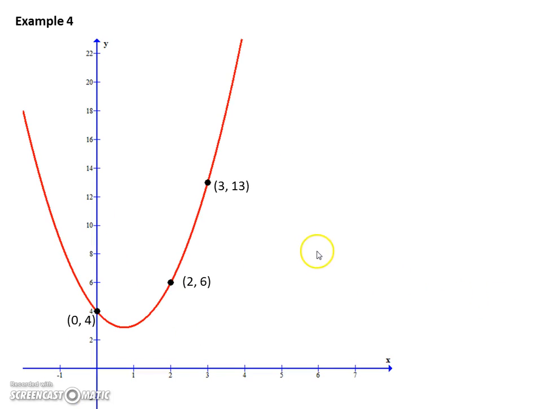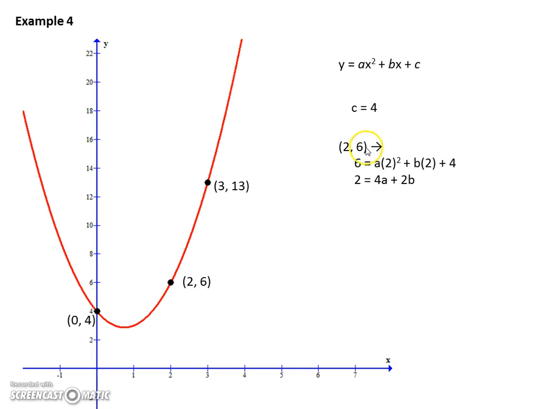Okay, here's something a bit different. We've just got three random points. So I don't have the vertex, I don't have the roots, so let's go back to our original formula, ax squared plus bx plus c. And all we do is, we know that c equals 4, so we're down one, that's easy.